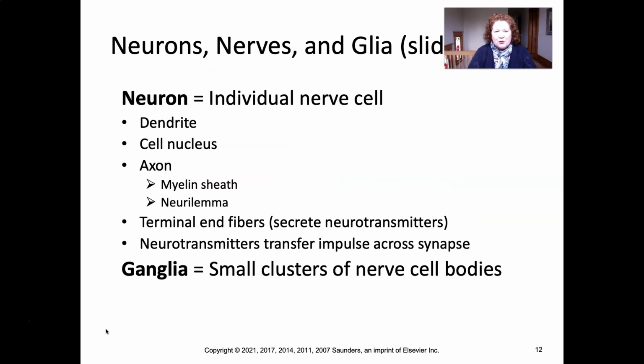A neuron is an individual nerve cell made up of a dendrite, a cell nucleus, and an axon. And within the axon is the myelin sheath and neurolemma. You have terminal end fibers that secrete neurotransmitters, and then those neurotransmitters are the ones that actually move that impulse across what's called a synapse. And another term you need to know is a ganglia, and that's a small cluster of nerve cell bodies. So you have an individual neuron, and then you have these clusters of neurons called ganglia.